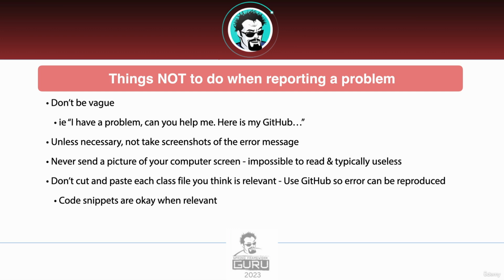Also, I see some people cut and paste different class files and put that into the issue. A lot of times that gives you part of the picture, but not the whole picture. So providing GitHub with a complete repository of your project is much more effective. When relevant, it is okay to post code snippets depending on the situation, but usually having the complete GitHub repository is going to be the most effective way to help troubleshoot your issue.